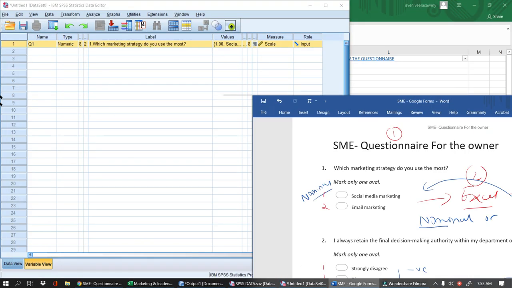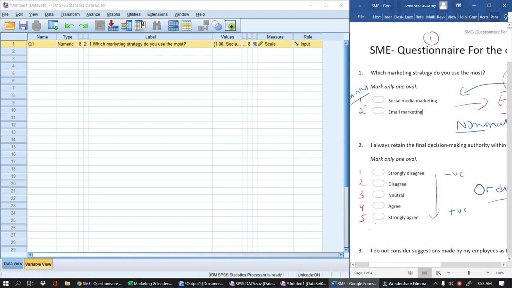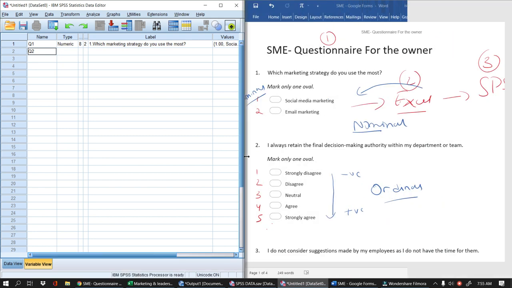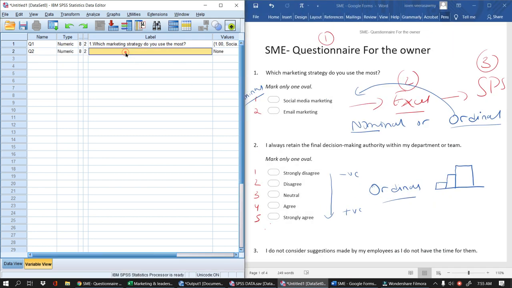Now you have completed the measurement for each variable. You just plug it in here. For the first variable, we know that it is nominal, so you click on nominal. Let's do question 2. Question 2 is this question. I'm going to copy the whole question into the label cell over here. So you just need to copy this.